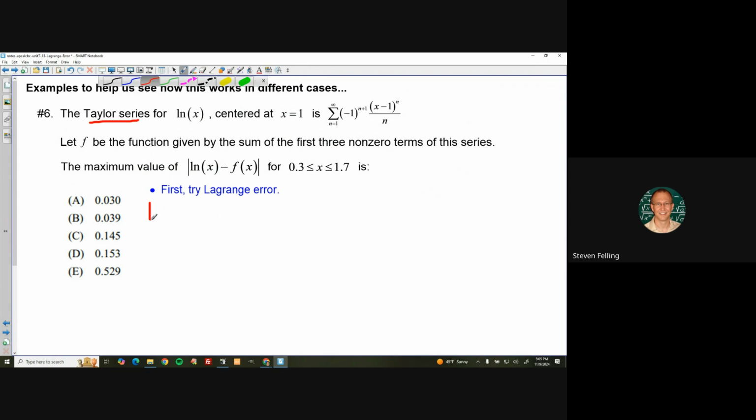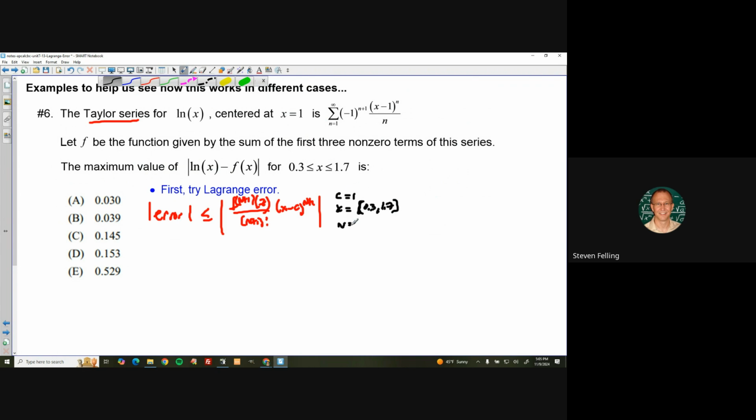So Lagrange error says that the absolute value of the error is less than or equal to the n plus 1 derivative evaluated at z over n plus 1 factorial times x minus c to the n plus 1, and we can figure out what these values are. So let's see, the centering value here is 1. The x value we're interested in is what? Well, they didn't give it to us. So it means it's some value in a range of values from 0.3 to 1.7. That complicates things.